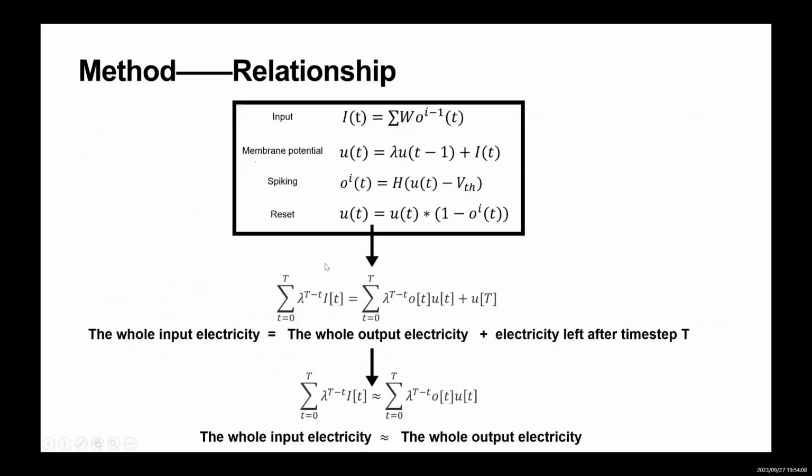No matter how they look, a neuron's input and output floor satisfy such a restriction. The whole input electricity equals the whole output electricity plus the electricity left after the last time step. Considering that the left electricity is much less than the threshold, with long enough time steps, it can be dismissed. So we have the whole input electricity equals the whole output electricity.